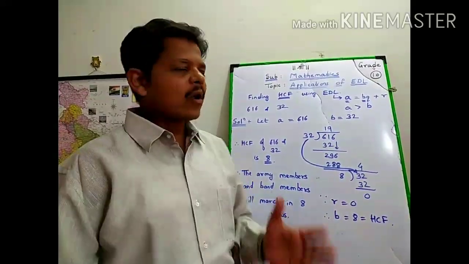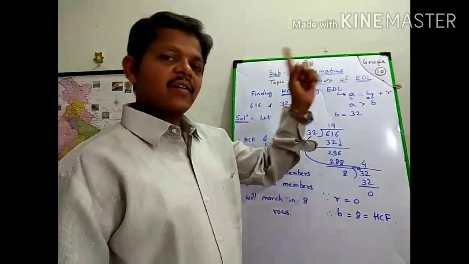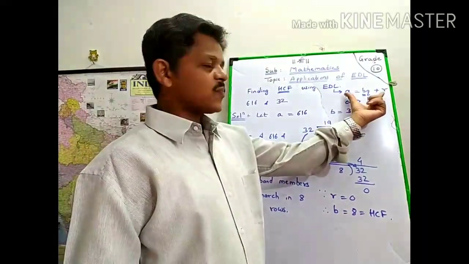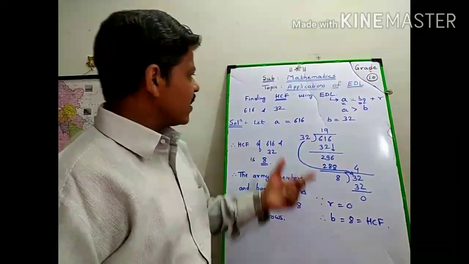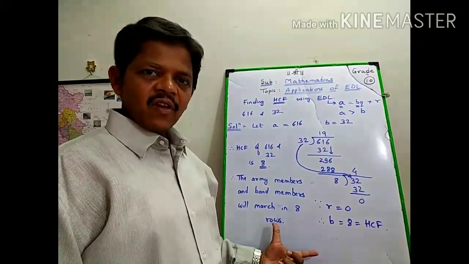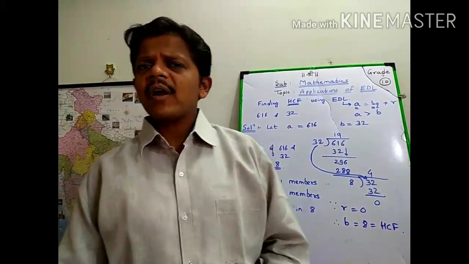So this is all about our first exercise, that is, the applications of EDL. In our first part, we saw expressing in the form A = BQ + R. In our second part, we saw finding the HCF using the EDL. That's all from my side for our EDL part.